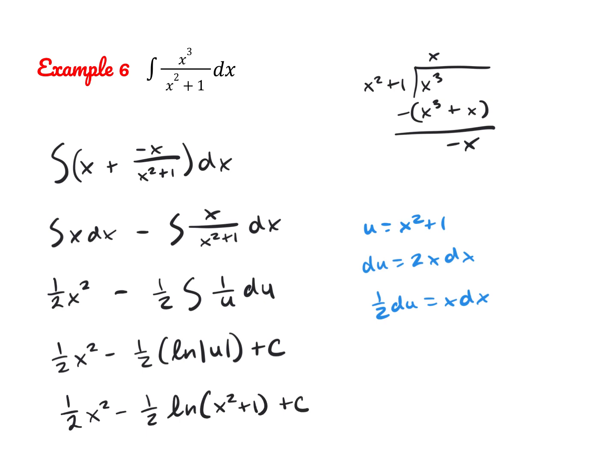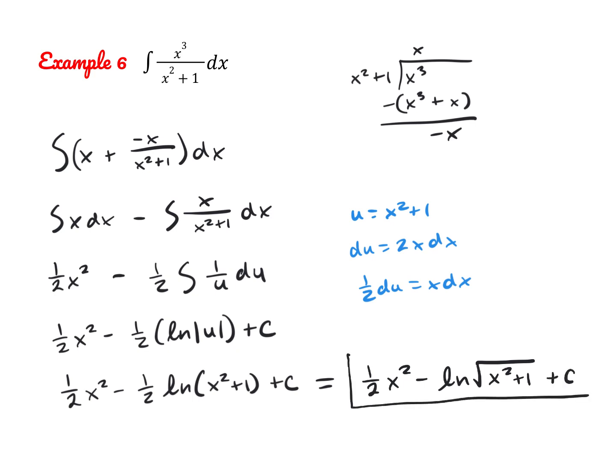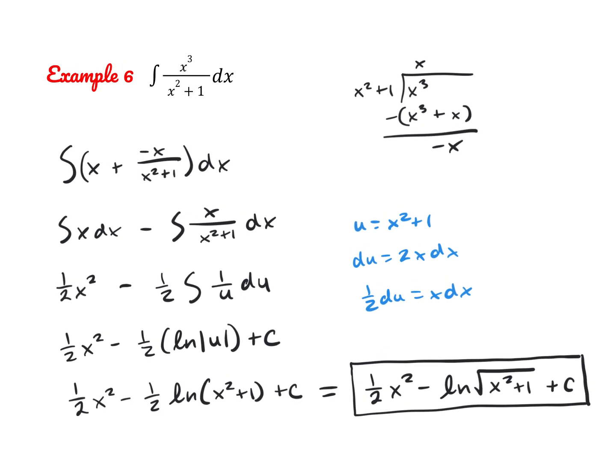Plus c. And if you want, we could use our power property of logarithms and move this exponent up front, or up top here. So it's the power of 1/2, so it's a square root. So we can actually say minus the natural log of the square root of x squared plus 1, plus c. Although they're completely equivalent, so either way I think is totally fine.